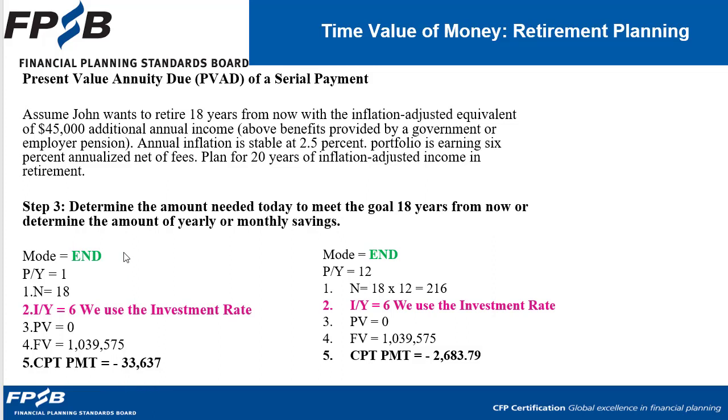Let's say, and this isn't the ending mode, someone gets an annual bonus and they want to have a forced savings plan, setting aside a certain amount at the end of every year. That bonus may increase as well, or it could go down, but nevertheless, for planning purposes, we could calculate, to meet that retirement goal of having $1,039,575 in place 18 years from now, how much would you have to save on an annual basis at the end of this year and every year for 18 years to meet that goal?